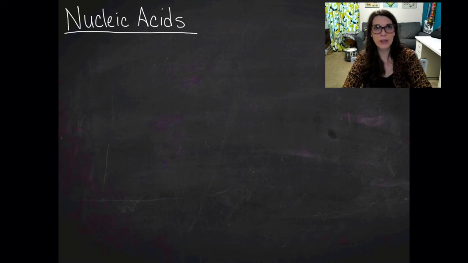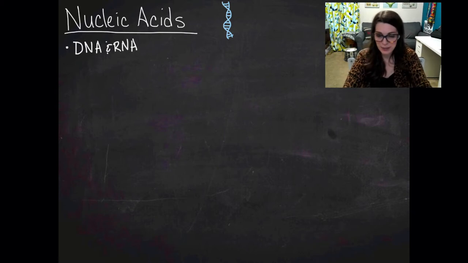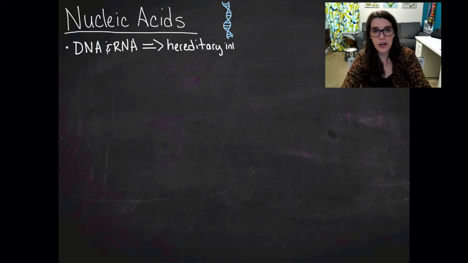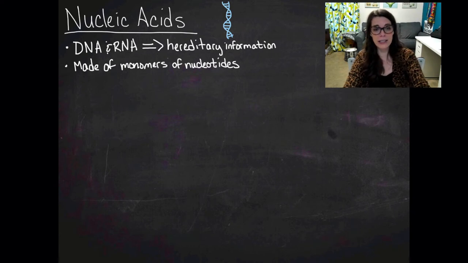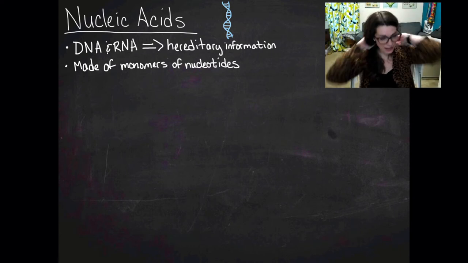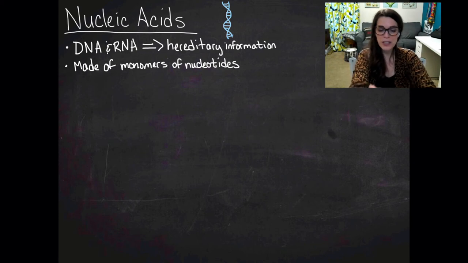So you guys probably know what nucleic acids are, but we're going to do a super quick review. Nucleic acids are DNA and RNA specifically. They're your hereditary information. It's not just DNA. And they're made of monomers of nucleotides. So technically a nucleic acid is a polymer. I did say that everything except lipids was going to be a polymer. So they're made of monomers of nucleotides.